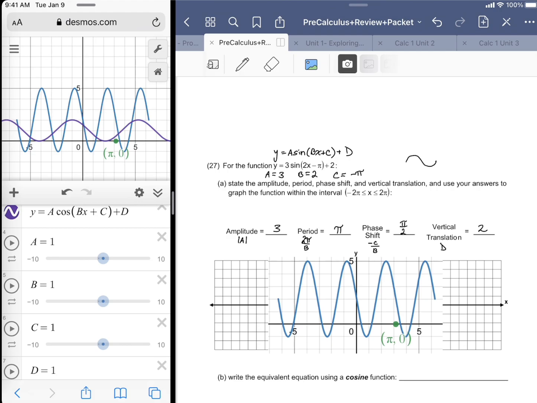Now, I want my amplitude to be the same amplitude as the original graph. So I'm going to slide that slider over to 3.